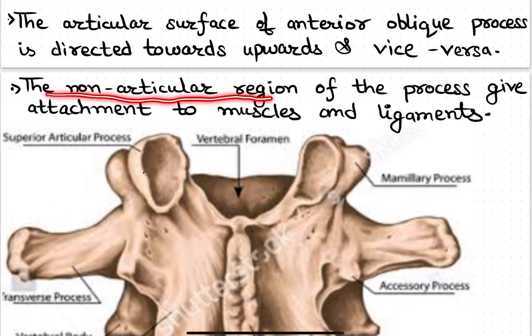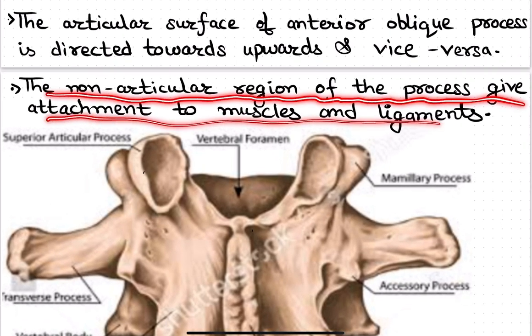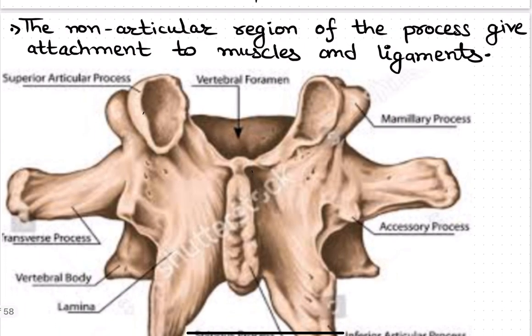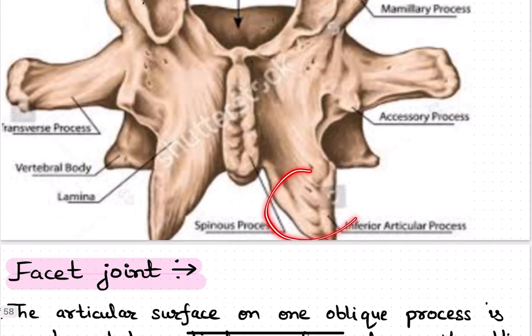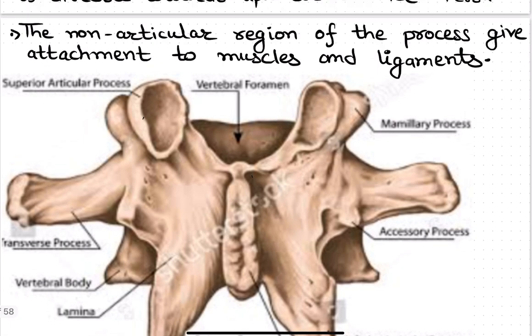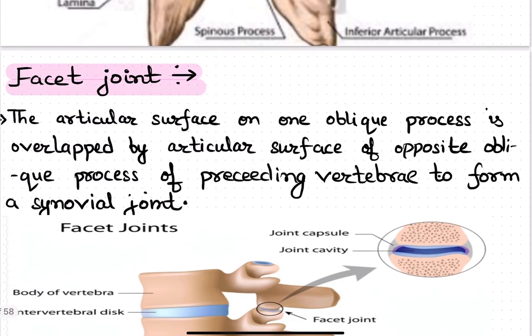Now the non-articular region of the process gives attachment to muscles and ligaments. You can see there are certain regions in the oblique processes which are non-articular. That means they do not get joined with other bones, and at these positions you may find muscles and ligaments.